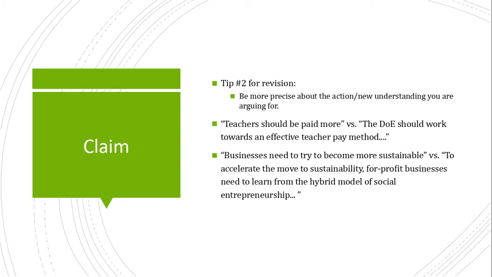And the same thing is true from that previous example that we had looked at. Rather than just saying something like businesses need to become more sustainable, the author gets specific and says, here's this exact idea for what I think needs to happen in order for businesses to be sustainable. They need to learn from the hybrid model of social entrepreneurship. And so again, much more effective than just making a really general statement. So first, zoom in on your claim, see how you can make it more specific by looking at who's involved and by looking at what action or understanding you're arguing for.